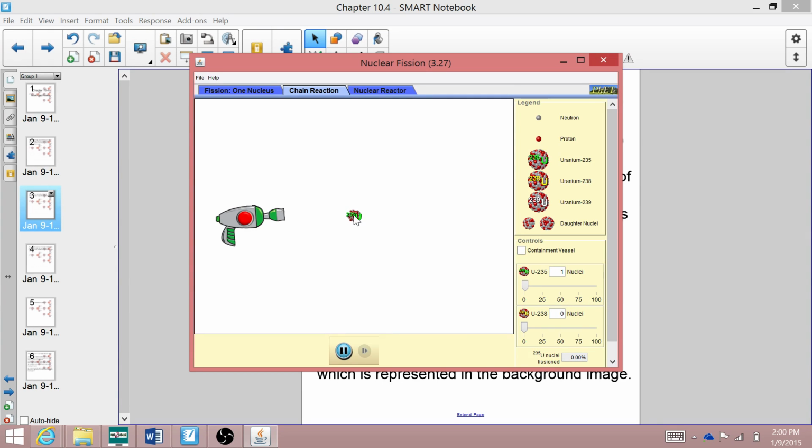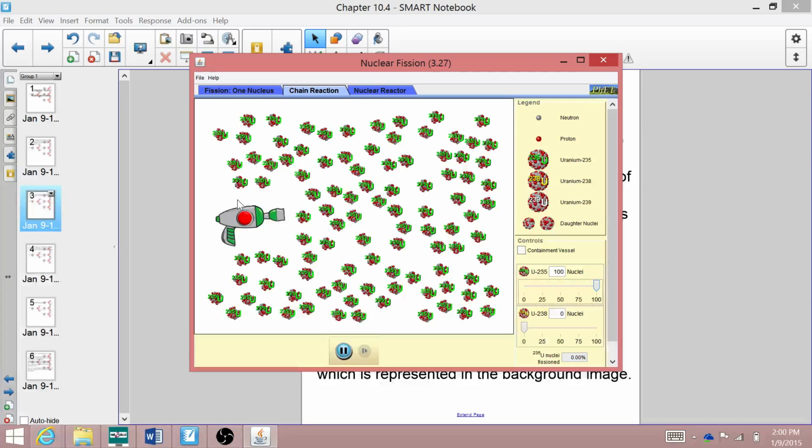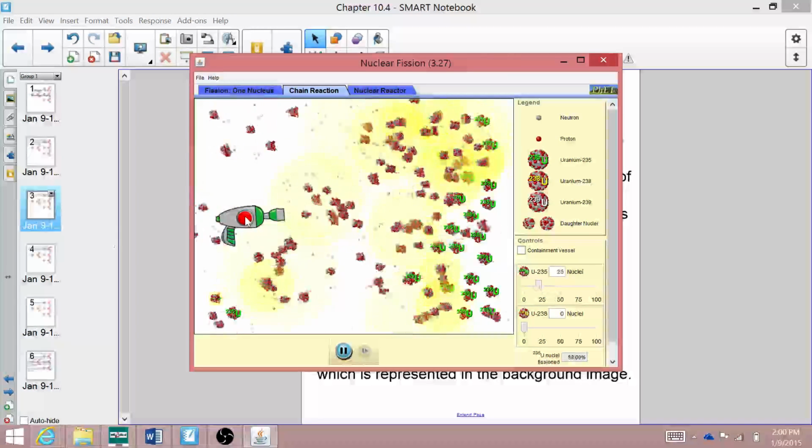This is a uranium-235 nucleus. It's not very stable, but if we shoot another neutron at it, it becomes very unstable and it undergoes fission. It falls apart. Now, if we have more than one nucleus that we start with, as one falls apart, it emits more neutrons, which can then interact with other ones in a giant chain reaction.